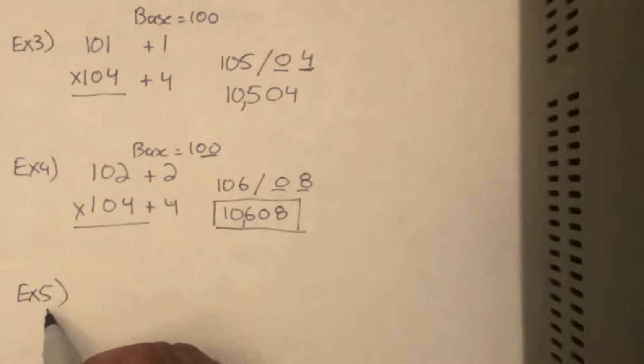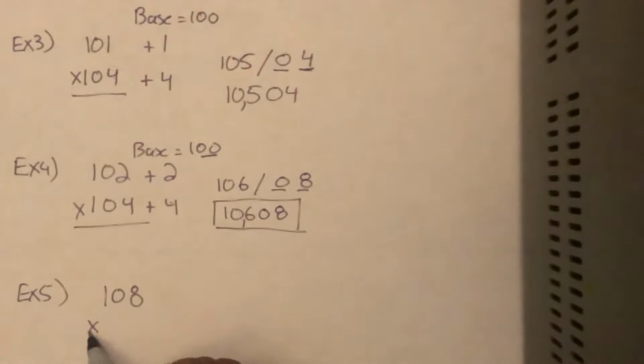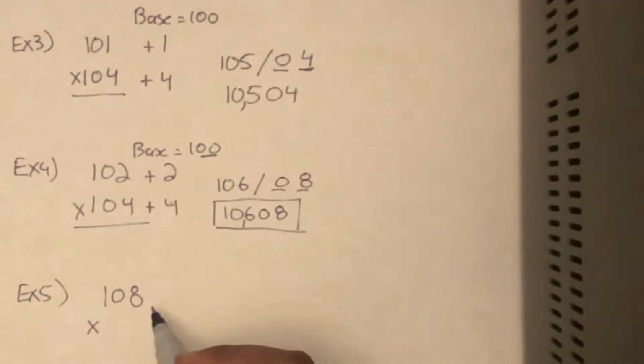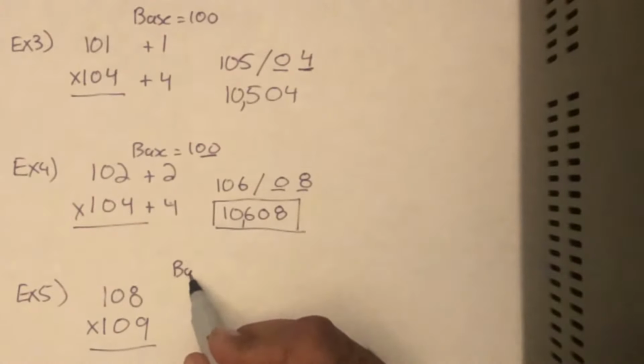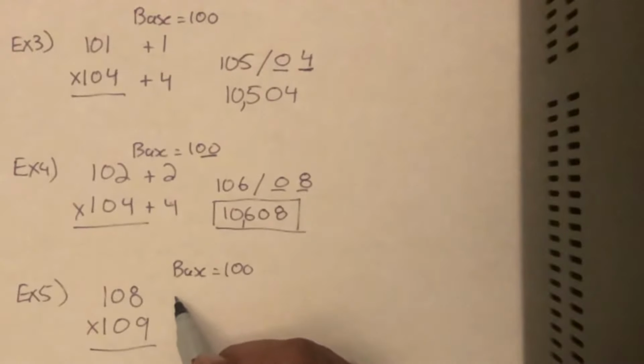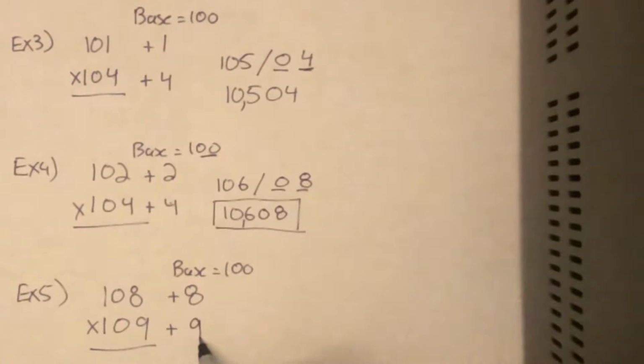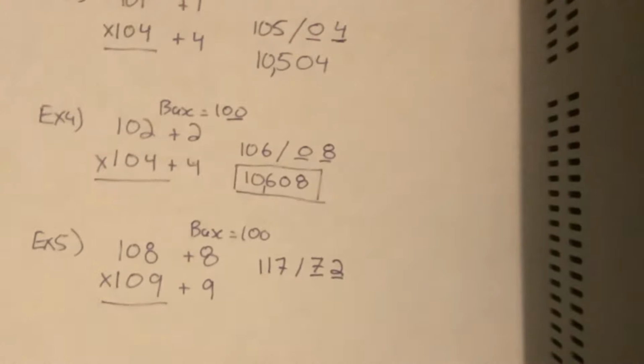Example 5. Let's do 108 times, it's not going to have a carry, I'm sorry, 109. So base is 100. This has a surplus of 8 from 100. This has a surplus of 9 from 100. Okay, next step, I'm going to cross add. Actually, I think it's easier to cross add this way. 108 plus 9 is 117, first part of my answer. I'm going to put a slash, 2 spaces, 8 times 9, 72. Okay, that's it. Let's do example 6 now.